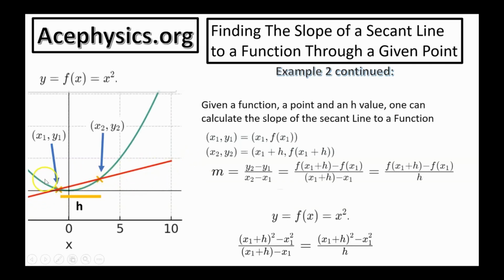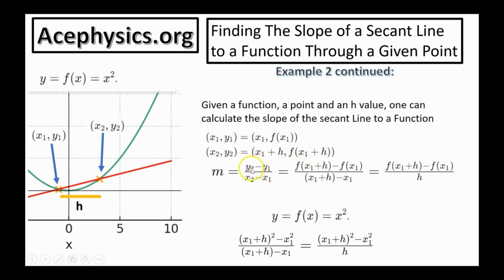This line I've drawn here is the secant line to the function y equals x squared, and it goes through point x1, y1. One of the points is x1, y1, that's equal to x1, f of x1. And the second point is x2, y2. x2 is x1 plus h. You're given h. And y2 is f of x1 plus h.